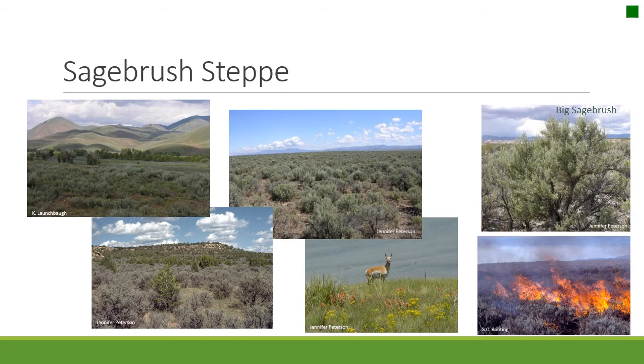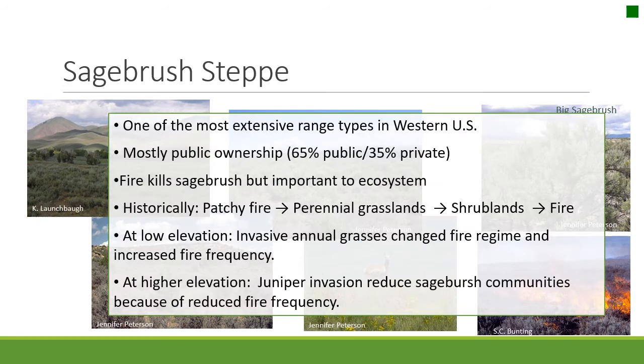I'm going to talk mostly about big sagebrush. There are a number of species of sagebrush. Big is the most common one, and fire is important in this ecosystem. As I mentioned, it is one of the most extensive range types in Western North America. It is mostly publicly owned, so the land is owned largely by the BLM, some Forest Service, and state lands. Some private lands, especially down in the waterways.